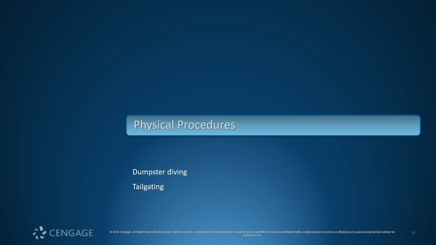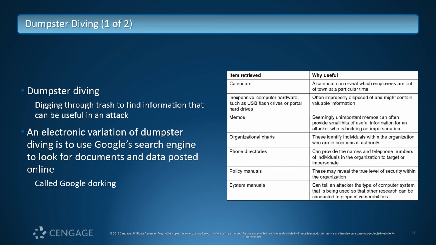Physical procedures. Dumpster diving and tailgating. Dumpster diving is literally what it sounds like, digging through trash to find information that can be useful in an attack. Calendars, inexpensive computer hardware, phone directories, policy manuals. Policy manuals are really, really dangerous if they get out there.